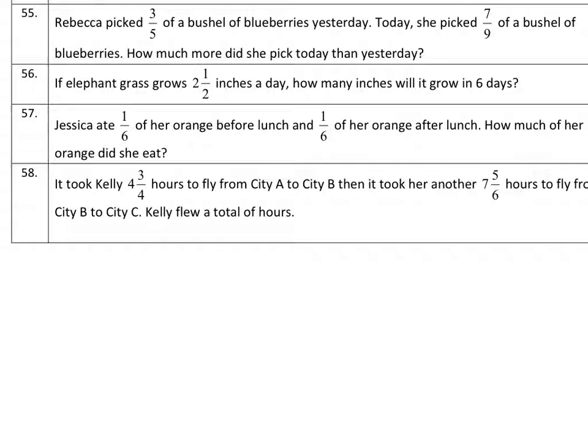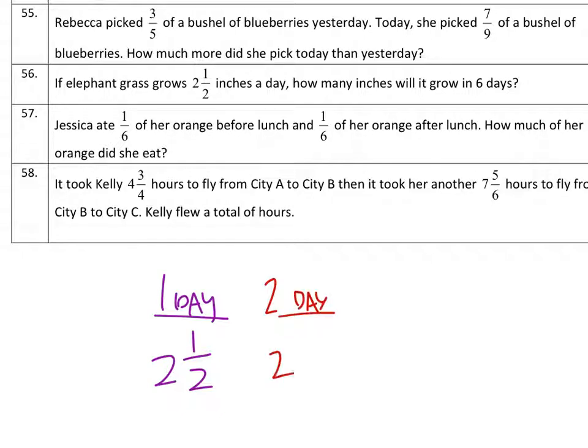If elephant grass grows at 2.5 inches a day, how many inches will it grow in 6 days? All right, so for 1 day, we know that it's going to grow 2.5 inches. Well, on day 2, it'll grow the same, right, 2.5 inches. So if we keep adding these, it's the same as multiplying these. So you'd have 2 1/2 inches. And we can multiply this by 6 days.